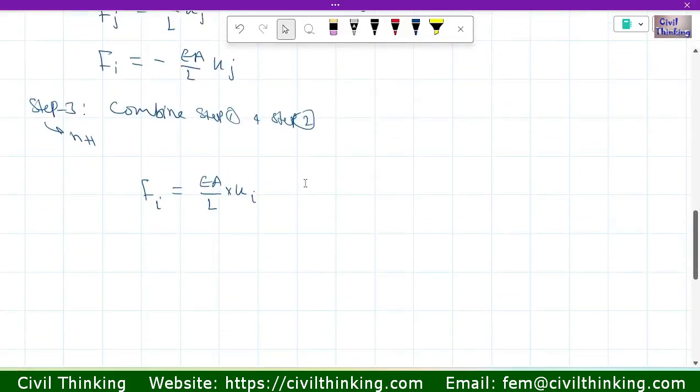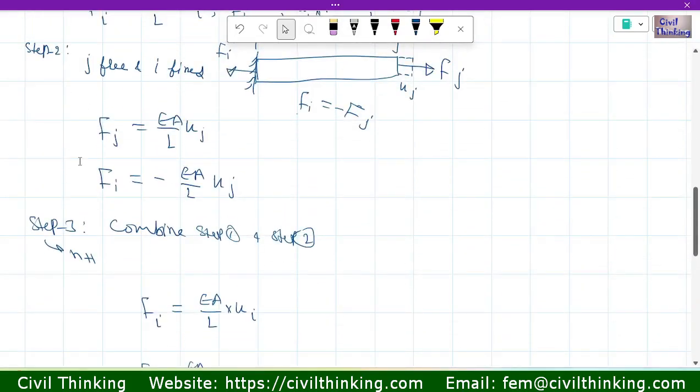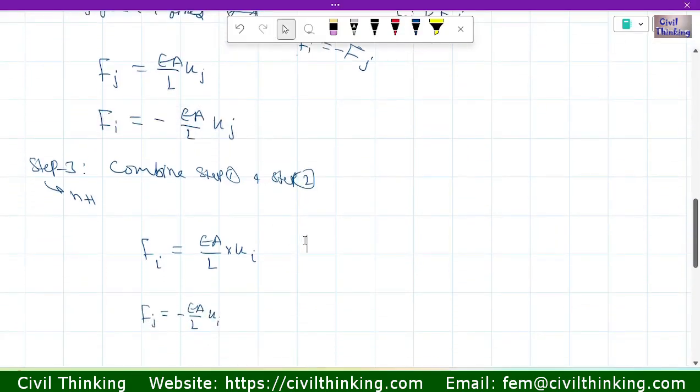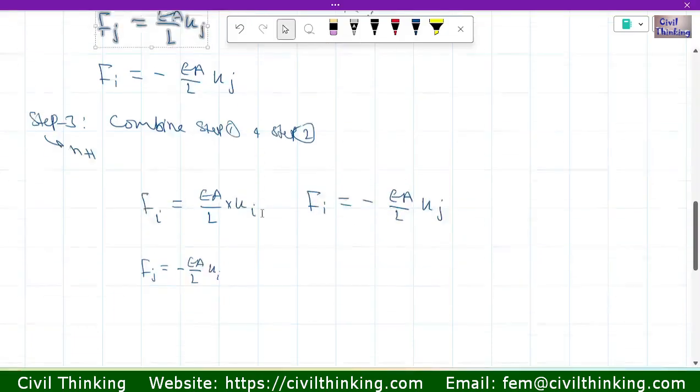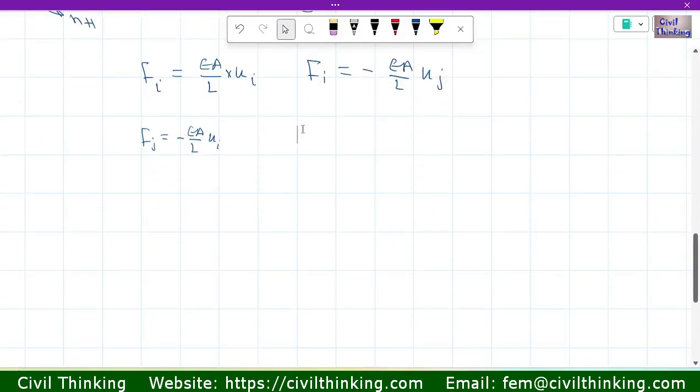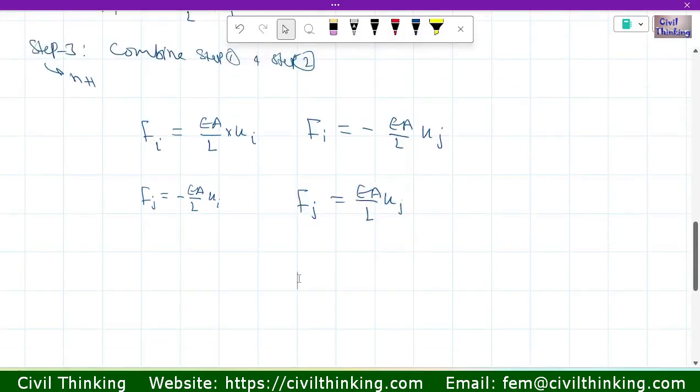Okay, this is Fj. Then from here we will also copy Fi, and this is our Fj. Okay, this is our Fj, right? So right now we can see this is the value of Fi, but this is also the value of Fi. This is the value of Fj, but this is also the value of Fj.